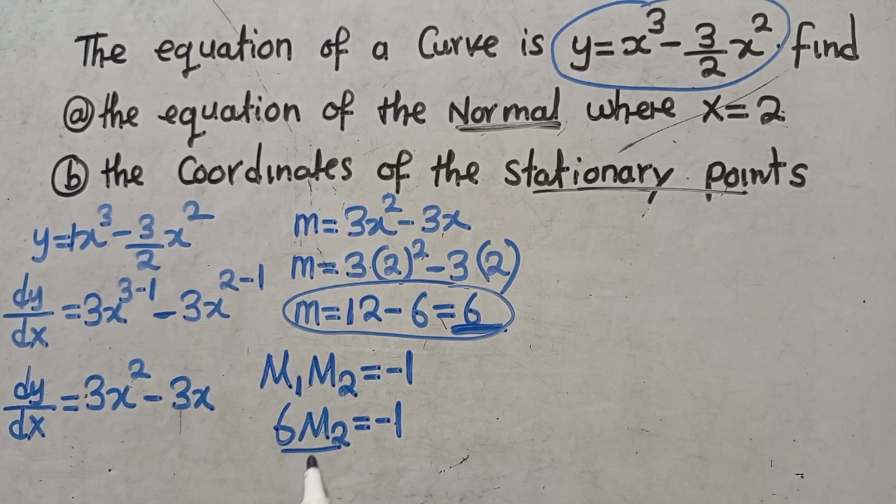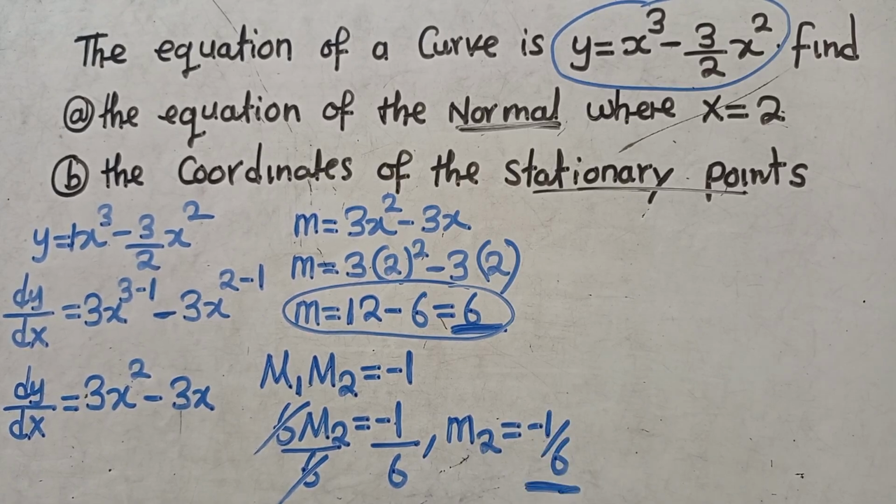So we divide both sides by 6. This and that will be cancelled. You are going to have an answer. Gradient 2 is equal to -1/6. This is the answer that you have.